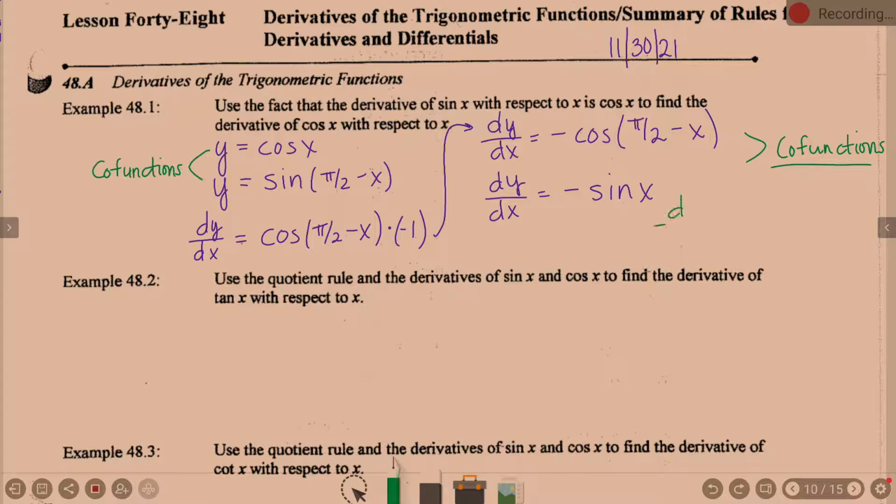Okay. So my summary statement here says the derivative of cosine x. When I say d dx of something, that's saying the derivative of that. So the derivative of cosine x is negative sine x. That's what we just proved there. Okay?